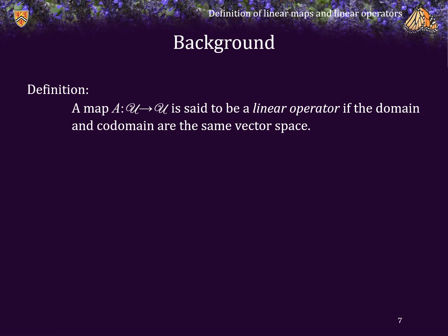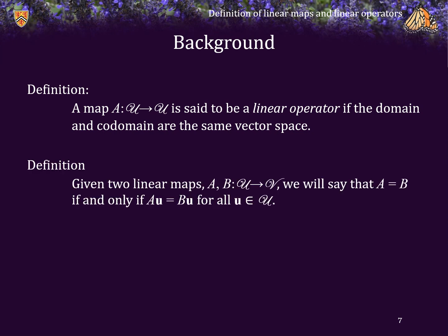Now, just one quick definition. A map that is linear, that maps a vector space onto itself, is said to be a linear operator if the domain and codomain are the same vector space. Another definition. Any two linear maps, A and B, mapping a vector space U onto V, we will say that those two linear maps are equal if and only if A applied to u is equal to B applied to u for all u in the vector space U.